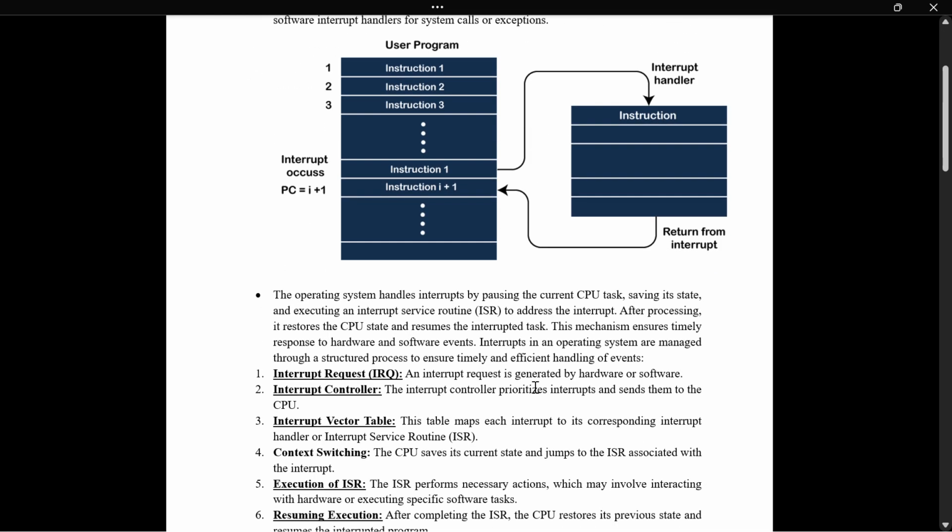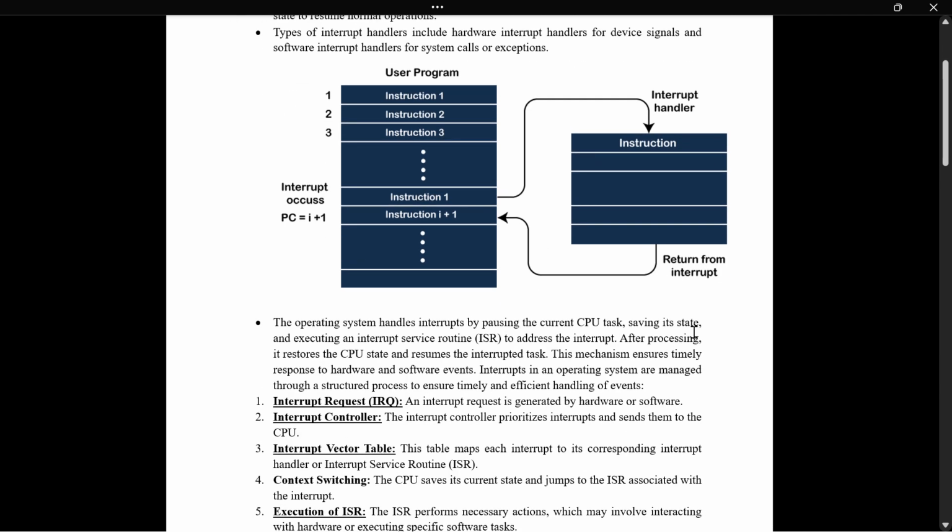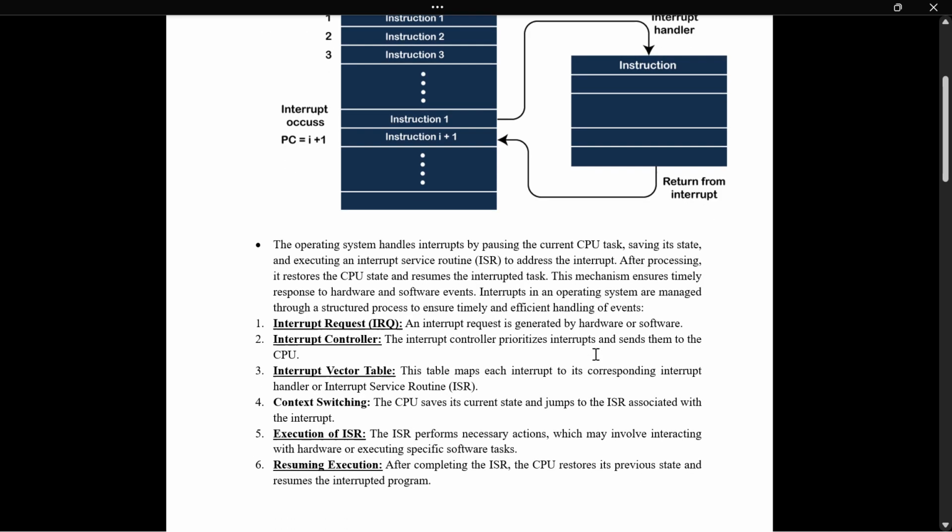The operating system handles interrupts by pausing the current CPU task. When the interrupt is sent by a program, the CPU stops its current task to work on this particular interrupt, saves its state, and executes an interrupt service routine, ISR, to address the interrupt. After processing, it restores the CPU state and resumes the interrupted task. This mechanism ensures timely response to hardware and software events.